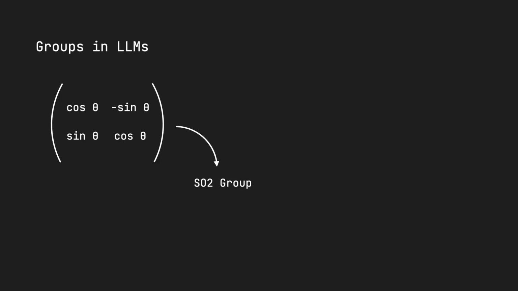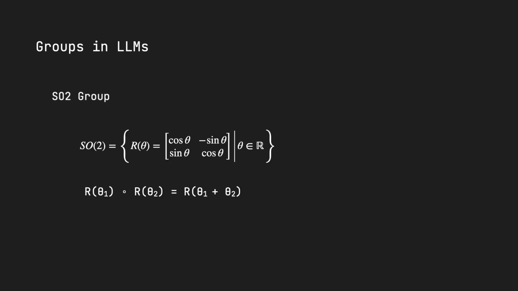What this is an example of is an SO(2) group that we're applying to it. The SO(2) group is basically this set. It's comprised of this matrix where theta is a real number. So unlike the previous group in the beginning that we saw, which had a finite number of angles, this is infinite. And I have a way to combine certain angles together.